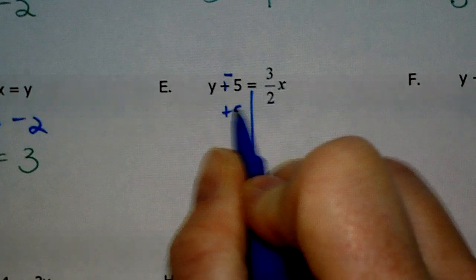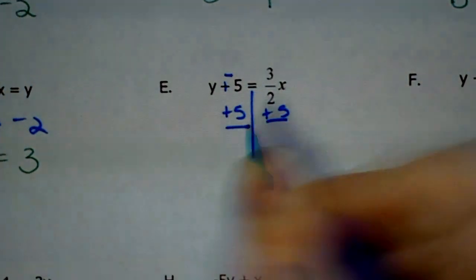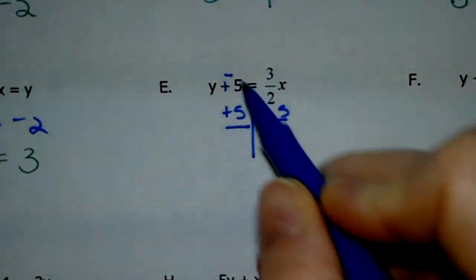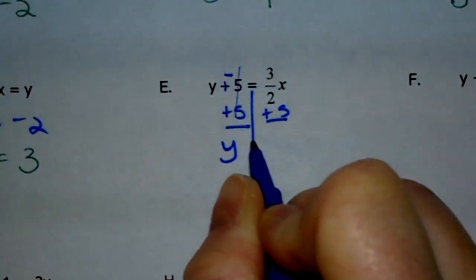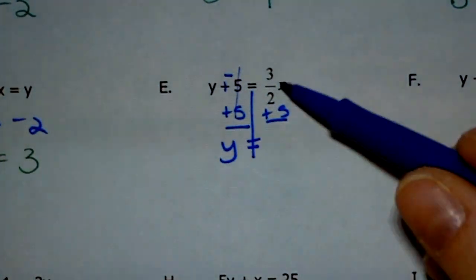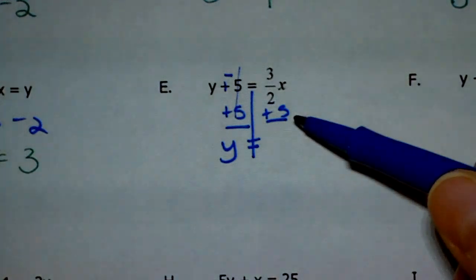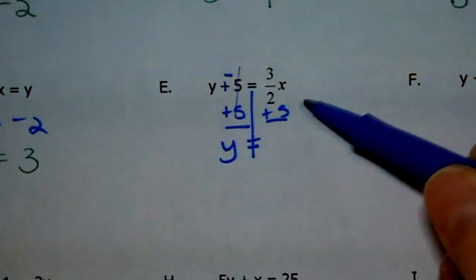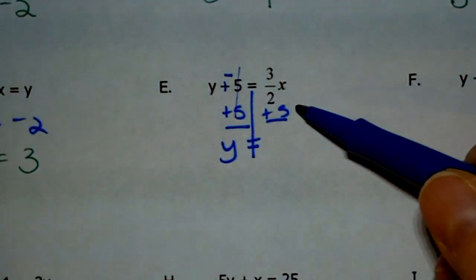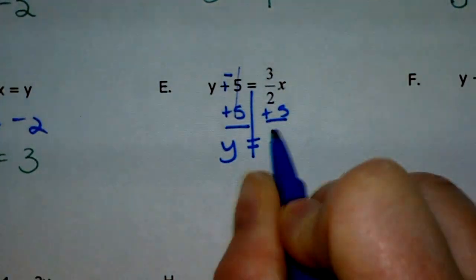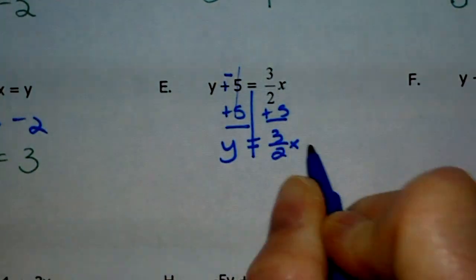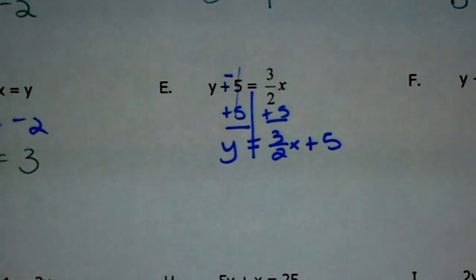So I'm going to add 5, add 5. This -5 plus 5 are 0. And y plus 0 is y. Y is finally alone. And over here I have 3/2 x plus 5. Remember, those are not like terms. This 5 does not have an x. So when you see that there are unlike terms to be added, you just need to rewrite them. So I have 3/2 x plus 5.